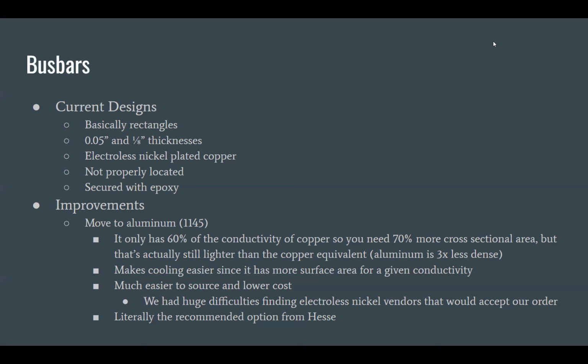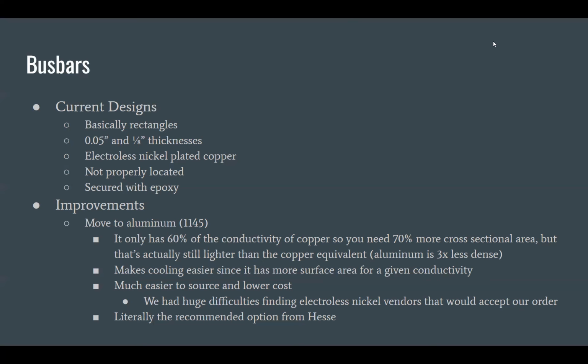Going through the improvements, I already talked about this: move to aluminum, it's generally easier and better in every way. But obviously the big downside is that aluminum is not as conductive as copper, so you need something physically larger in volume to conduct the same amount of current. Specifically, aluminum is 60% as conductive as copper, so you end up needing about 60% more volume to conduct the same current.